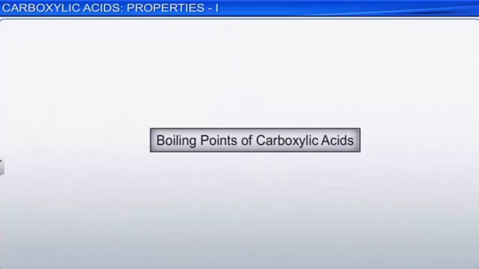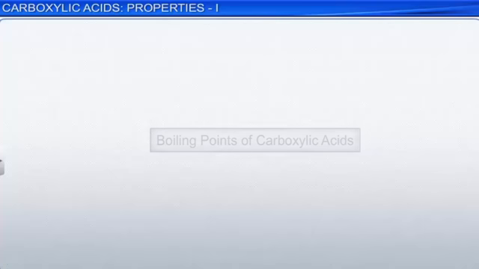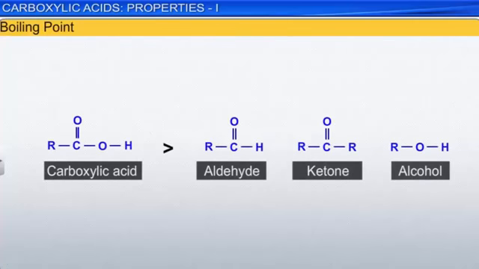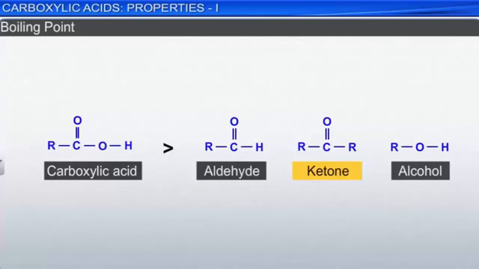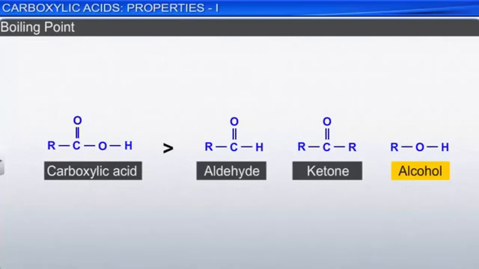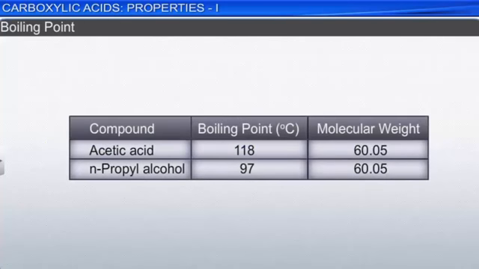Let's now discuss the boiling points of carboxylic acids. The boiling points of carboxylic acids are higher than that of aldehydes, ketones, and alcohols of comparable molecular weights. For example, although acetic acid and N-propyl alcohol have the same molecular weight, acetic acid has a boiling point of 118 degrees centigrade, while N-propyl alcohol has a boiling point of 97 degrees centigrade.